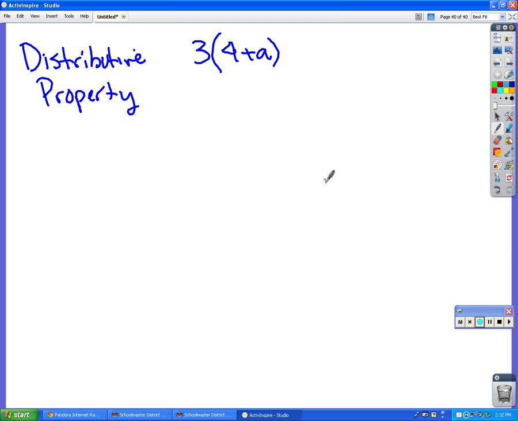Can I add 4 and a together if I don't know what the a stands for? No. One's a number and one's a variable, okay? So the way I get myself out of this little trick is by using the distributive property. I'm going to multiply both of these things inside the parentheses by what's outside the parentheses.